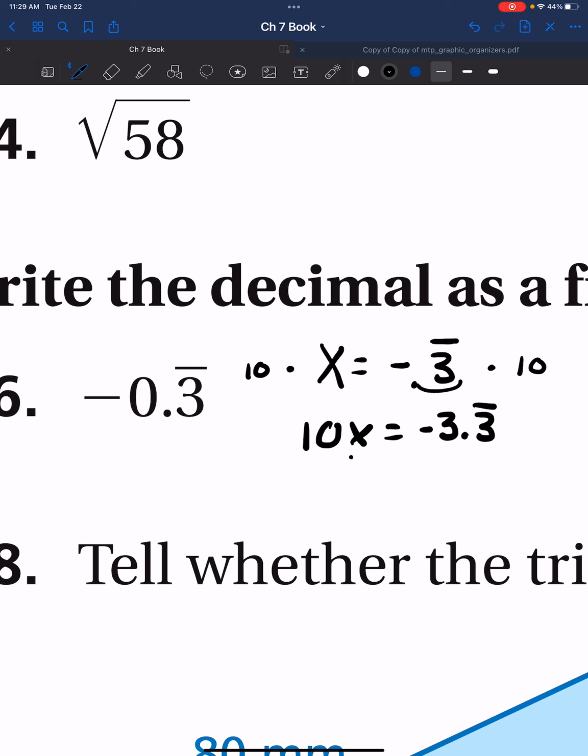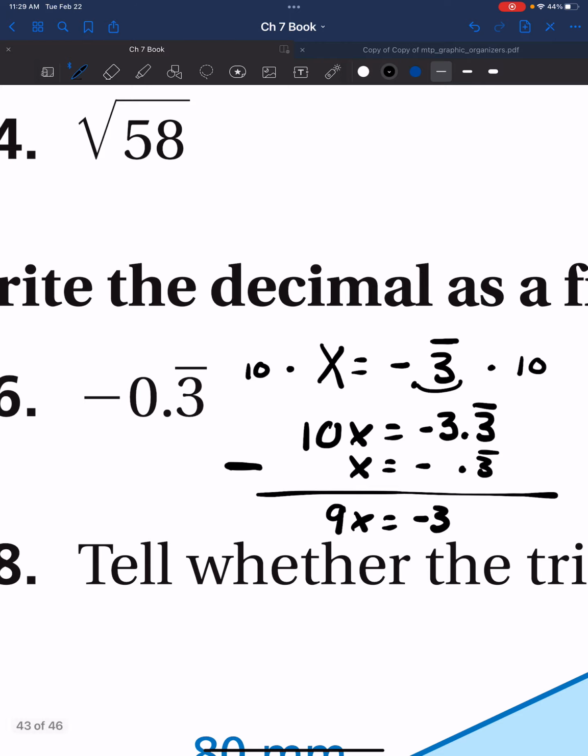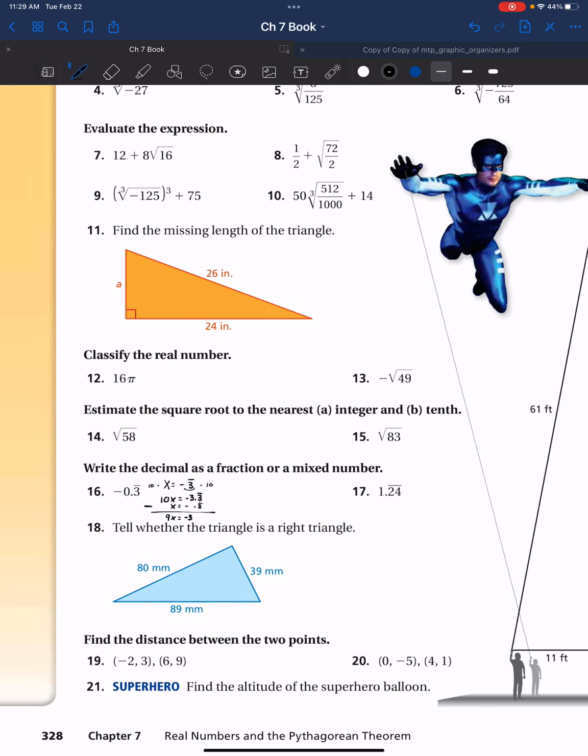Now subtract your original equation. 9x equals negative 3, because the 0.33333 parts go away. So now I'm just left with negative 3. Okay, don't forget to study that section because it will be on the test as well.